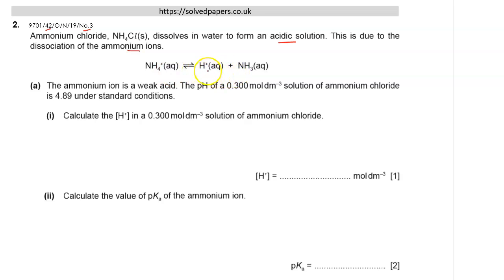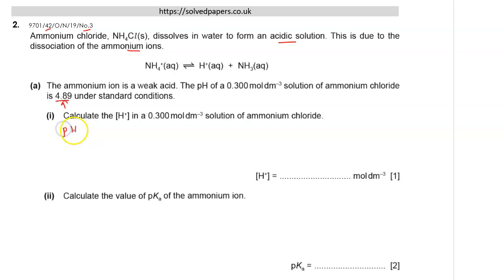Of course, ammonium ions will release a proton and we'll get ammonia in solution. So we'll have some hydrogen ions, which are responsible for the acidity of a solution. The ammonium ion is a weak acid. The pH of a 0.3 moles per dm cubed solution of ammonium chloride is 4.89 under standard conditions. 4.89 is actually acidic. Therefore, calculate the concentration of hydrogen ions in the 0.3 moles per liter solution of ammonium chloride. Of course, you're given the pH here.